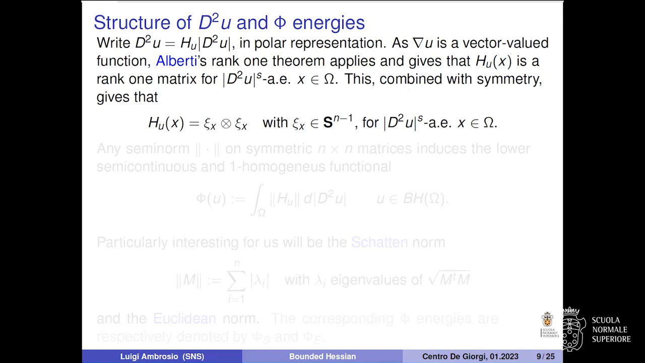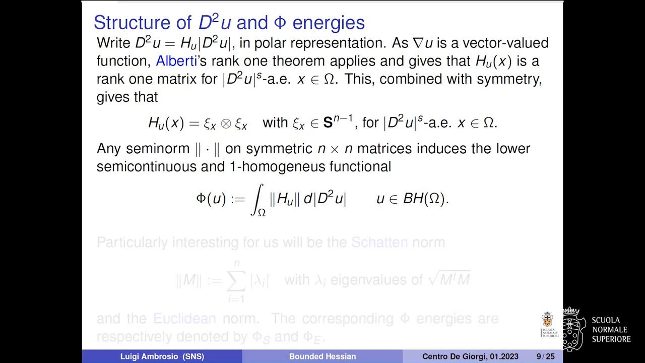And so rank one plus symmetry tells you that on the singular part of the derivative, of course, you don't have any restriction on the absolutely continuous part, except for symmetry. But on the singular part of the derivative, you have a big restriction. HU is a symmetric tensor product.